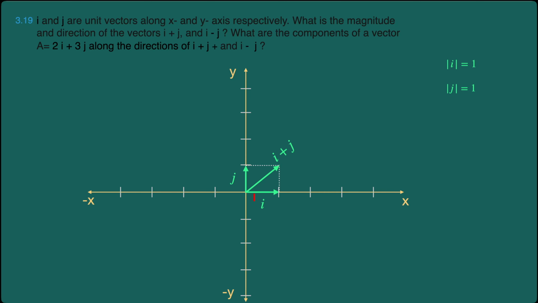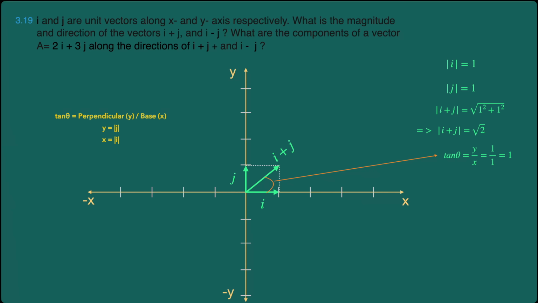Since the horizontal component is 1 and the vertical component is also 1, we can apply the Pythagoras theorem. The magnitude of i plus j is equal to the square root of 1 squared plus 1 squared, which gives us square root of 2. Next, let's find its direction. Suppose the vector makes an angle theta with the positive x-axis. Using the tangent ratio, tan theta equals perpendicular upon base equals 1 upon 1 equals 1. Therefore, theta is equal to 45 degrees. So, the vector i plus j has a magnitude of root 2 and it is directed at an angle of 45 degrees with the positive x-axis.